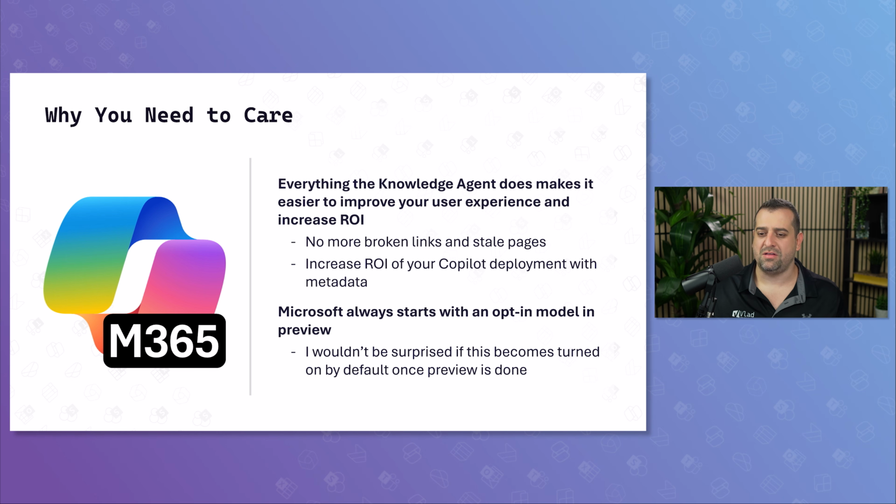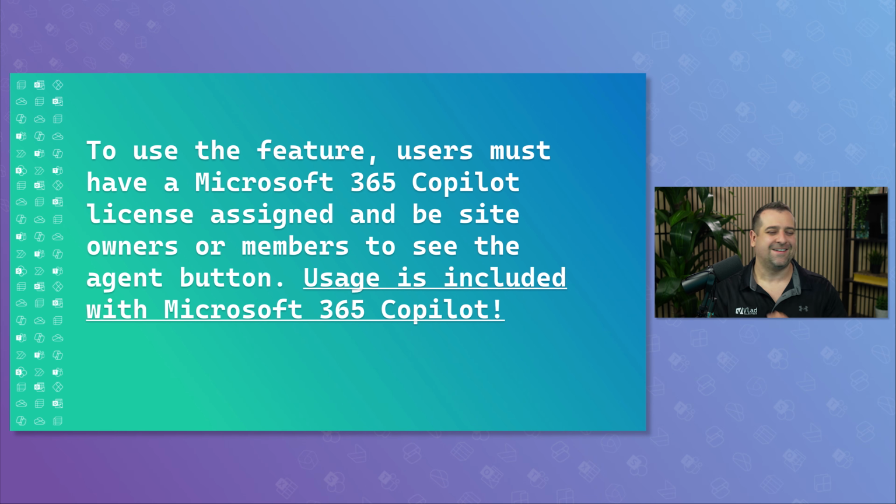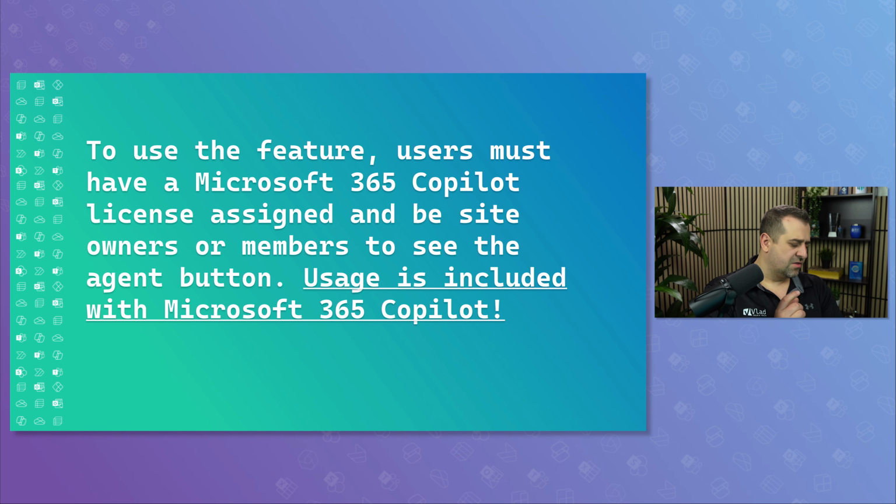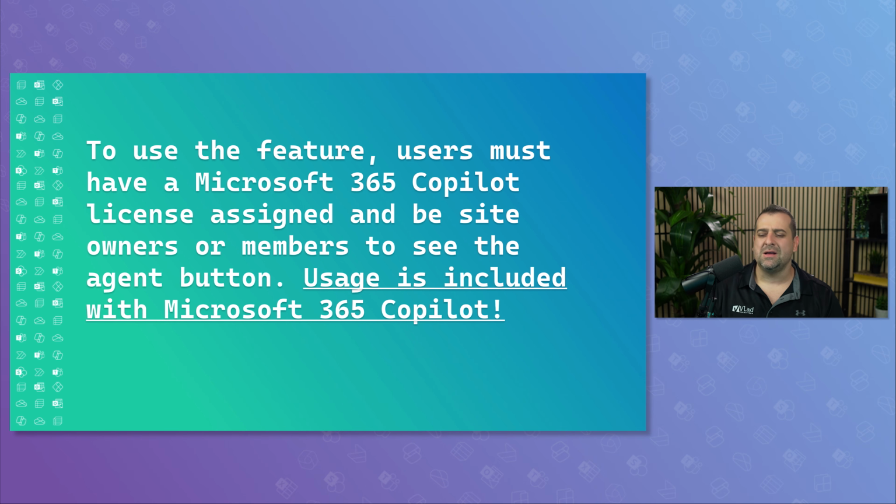Now, who can use this agent? Probably I should have started with that. To use this feature, users must have a Microsoft 365 Copilot license assigned to them and be site owners or members to see that agent button. Something that is cool is that all the usage you do with organize this library and everything is included with Microsoft 365 Copilot, at least during the preview. That's what Microsoft said. So now's the time to use it and have fun with it, because we don't know what licensing will be once it's in general availability.